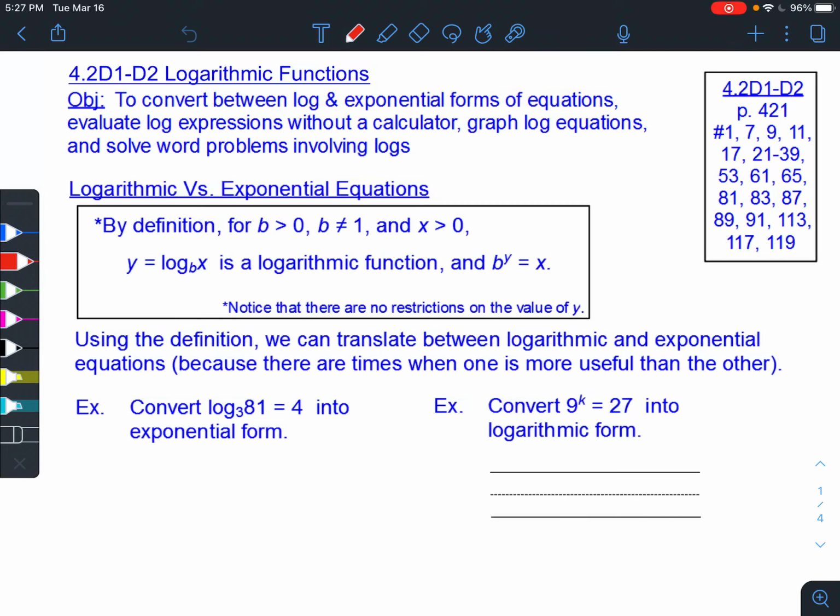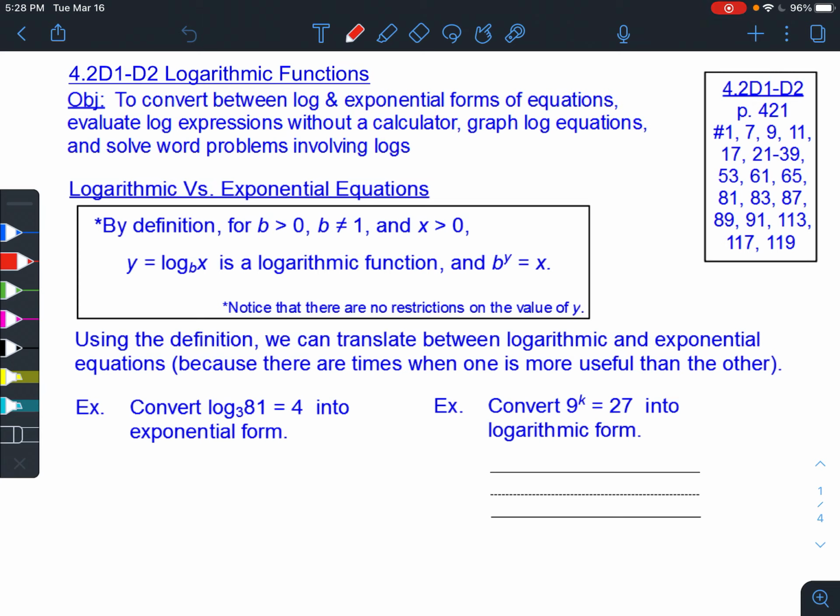All right, welcome back. We're at 4.2 day 1 through day 2, log functions. We're going to convert between log and exponential forms of equations, evaluate log expressions without a calculator, graph log equations, and solve word problems involving logs. Sounds like a lot. It kind of is, so let's get going.